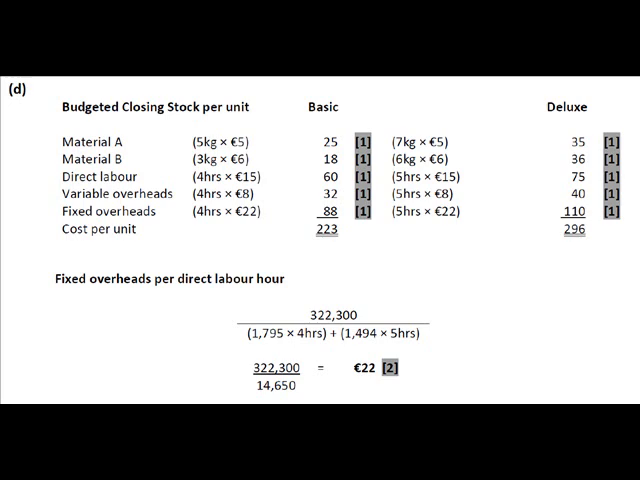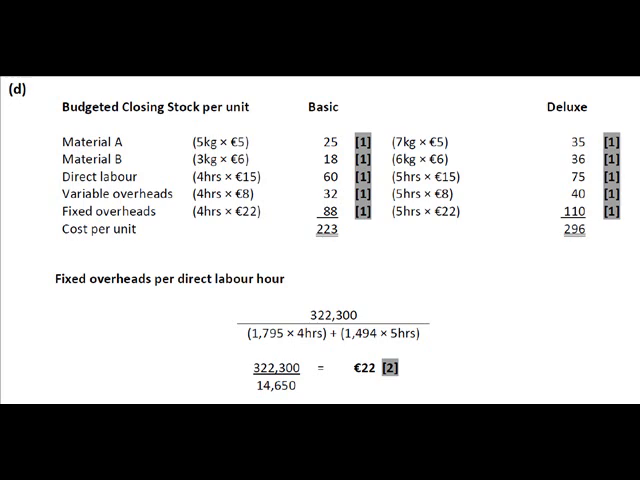You get overhead absorption rates by dividing your budgeted overheads by some level of activity, and in this case the budgeted fixed overheads are 322,300, and the level of activity they're telling us to use is the total number of labour hours they're going to work in the factory during the year, which is 14,650. So we get an overhead absorption rate for fixed overheads of €22.